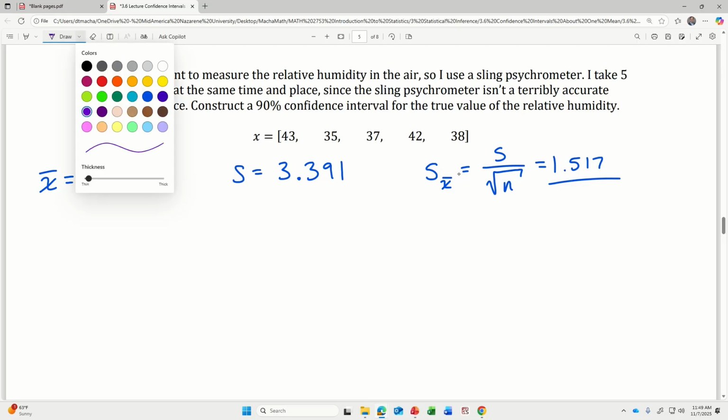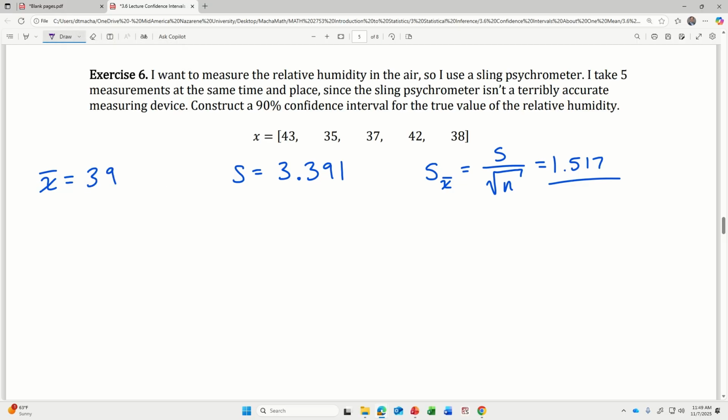Now, shortcut time, because we're going to use our phones, right? Everybody's on board. We're going to use Desmos. Here's a little Desmos shortcut for you. I want a 90% confidence interval. My sample mean is 39, and the standard error of the mean is 1.517. So let's go to Desmos here.